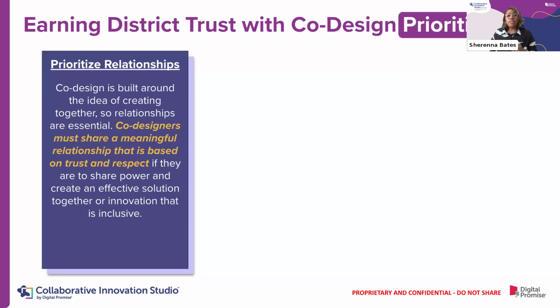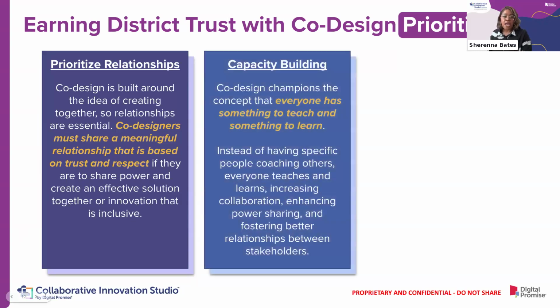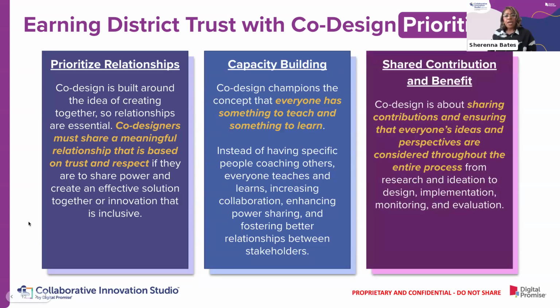The second priority that we talk about with co-design is capacity building. These co-design champions really elevate this belief that everyone has something to teach and everyone has something to learn. And then our third priority is around shared contribution and benefits. So this is about sharing those contributions and ensuring that everyone's ideas, their perspectives, they're considered throughout the entire process, from the very beginning right up until the end.